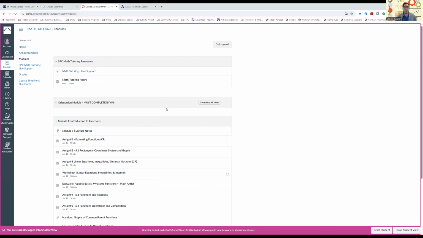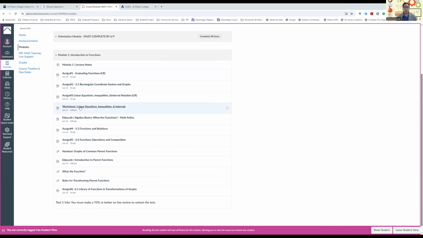Okay, so first, let me go ahead and show you guys what you should be looking for in Canvas. If you're in the modules, scroll down to the bottom of module 1, and you should see a couple of things here towards the end. One, there is actually right here a handout that says graphs of common parent functions.